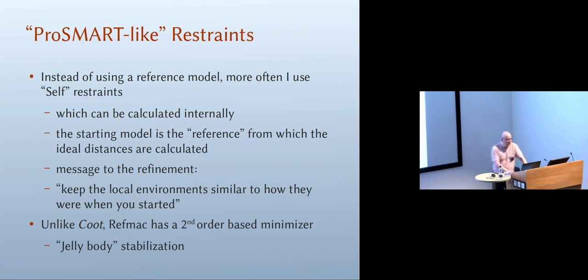So unlike Coot, RefMac has an alternative method, which is based on the second order. Sorry, it changes the second derivative, and that's called so-called jelly body stabilization. It canonicalizes the shifts in a way that turns out to be similar to ProSMART-like restraints on local distances, but functionally they're calculated differently.